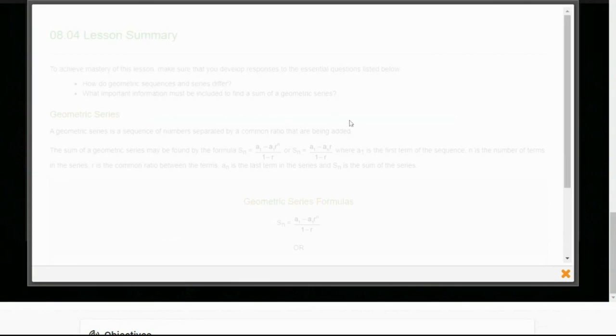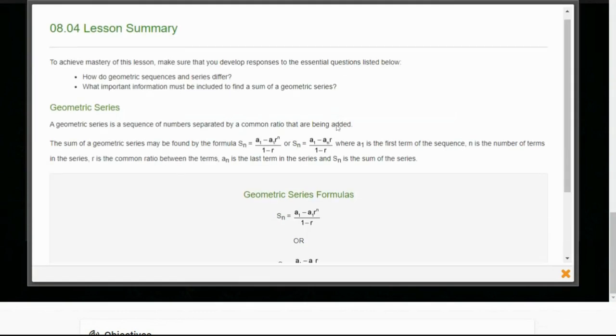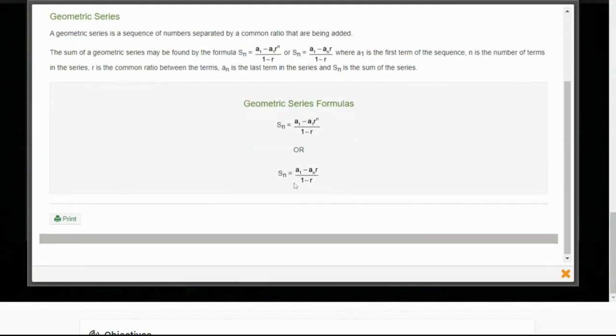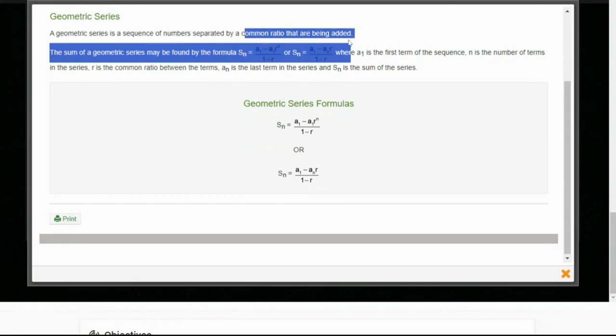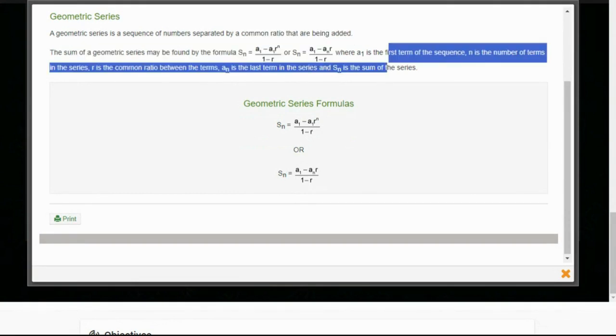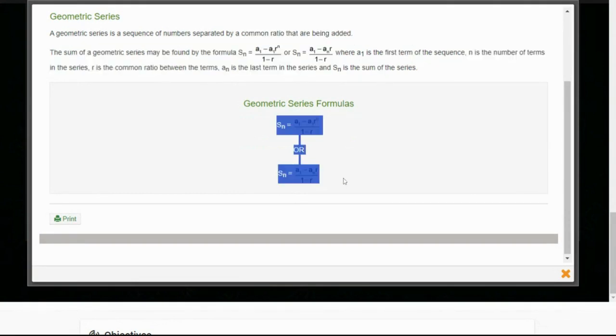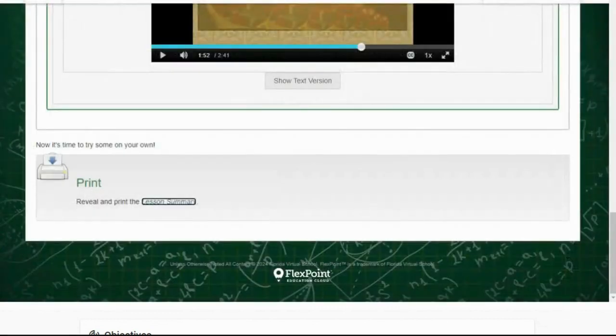Let's look at the lesson summary. All right. The lesson summary basically just gives us the 2 formulas. It says a geometric sequence is a sequence of numbers separated by a common ratio. And you can use either one of these formulas. So if you have both those formulas in your notes, you're good because you can use your notes on quizzes. You can use them on tests. You can use your notes all the time. So if you have those 2 in your notes, then you've done what you need for 5.04.